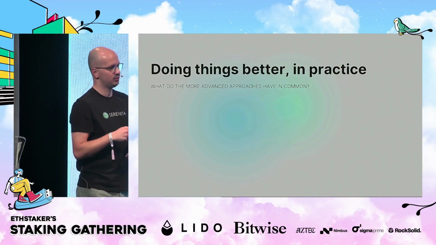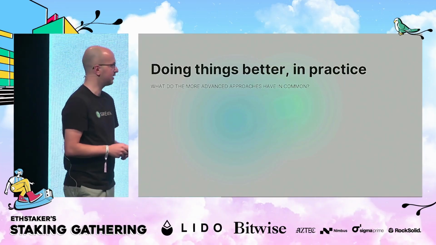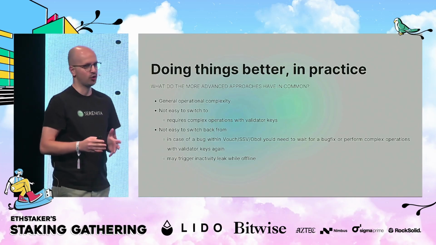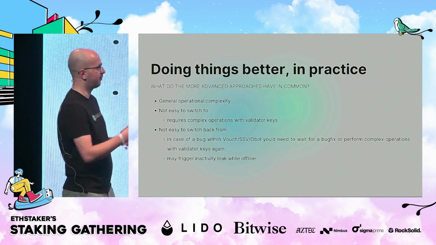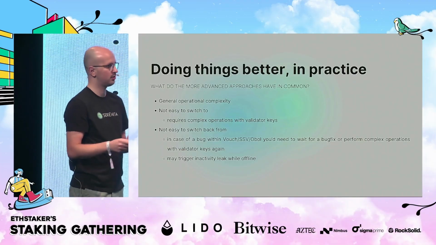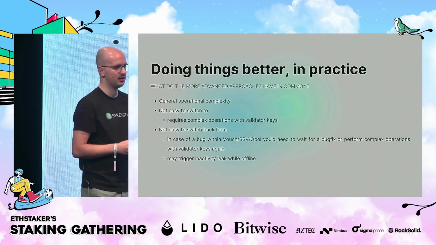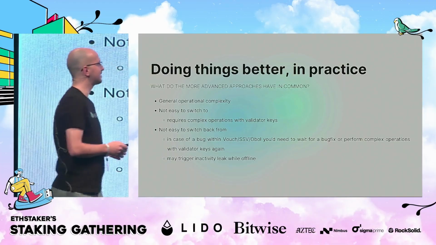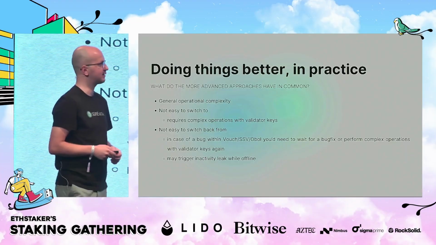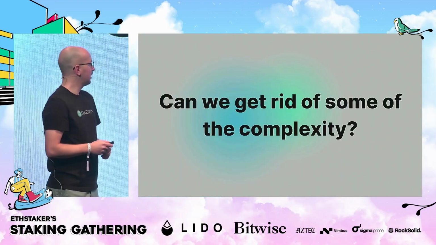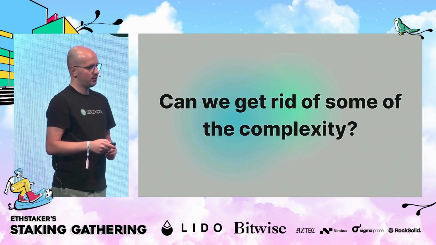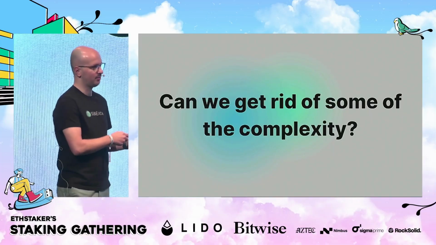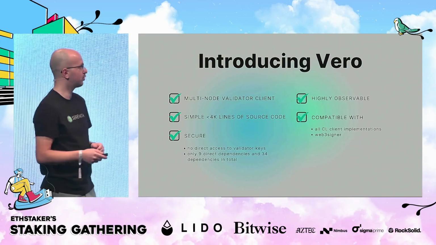The thing that these 2 last approaches, Vouch and DVT, have in common is that they're pretty complex to set up. It's not that easy, especially for home stakers, to run multiple client pairs, set up Vouch with its own key manager, or DVT with all of the complexity that entails when it comes to splitting keys into partial keys. So it's not that easy to set up these two last approaches. So my question 2 years ago, when going through all of this, was: can we protect validators without all of that complexity? And that's where the idea of Vero was born.